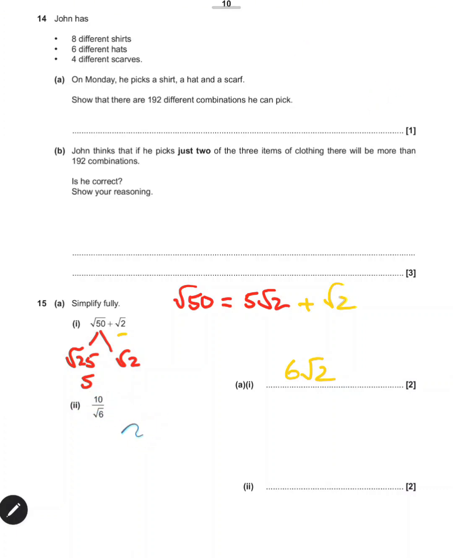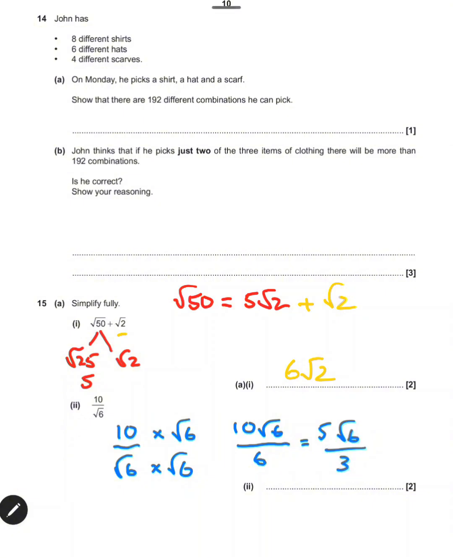Part 2, we've got a fraction with a surd as its denominator. We never really want this, and there is a way to get rid of this. If we multiply top and bottom of the fraction by root 6, you'll see what happens. 10 times root 6 is 10 root 6. And root 6 times root 6 is root 36, which is actually 6. We've now got 10/6 in this fraction, and 10/6 will simplify to 5/3, just halving the top, halving the bottom. So you end up with 5 root 6 over 3.